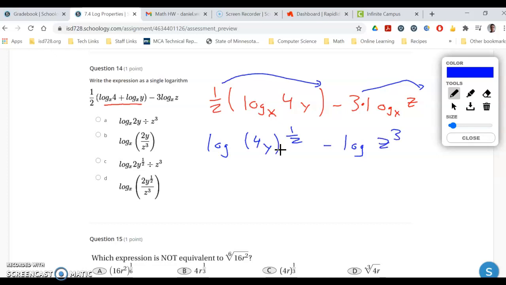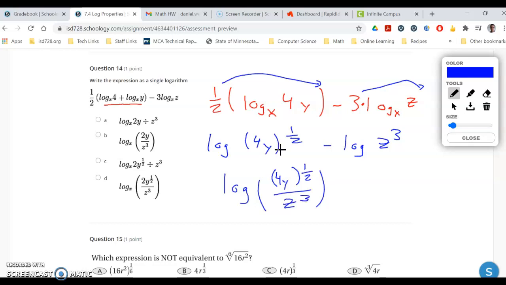Okay, and then as before, basically now it's 2 logs subtracted, so I'm going to write it as a single log. Okay, and I'm going to divide the two parts. So we're going to have 4y, that whole quantity to the 1/2 power, over z cubed.